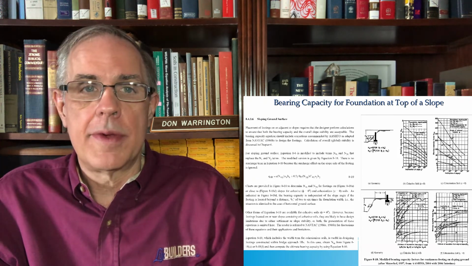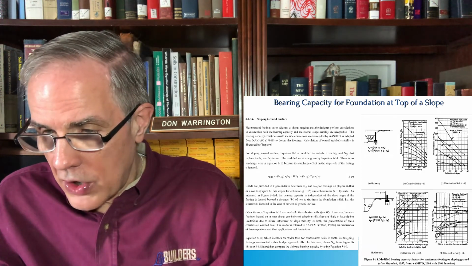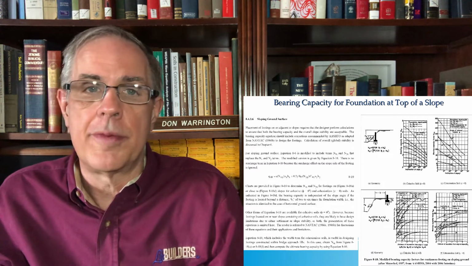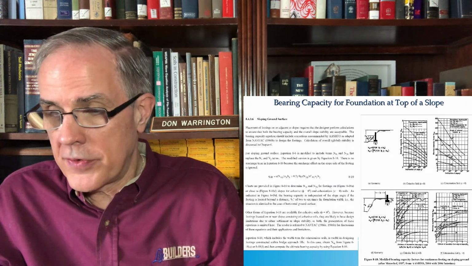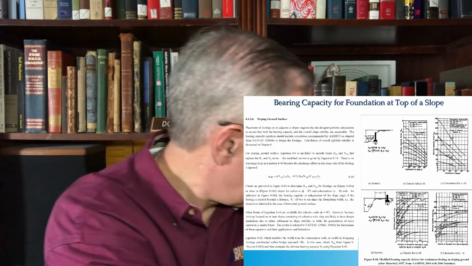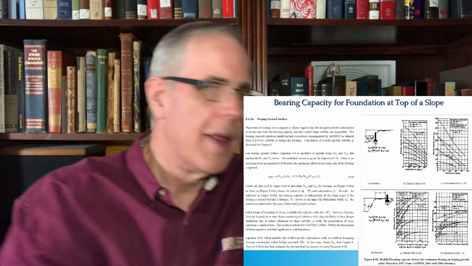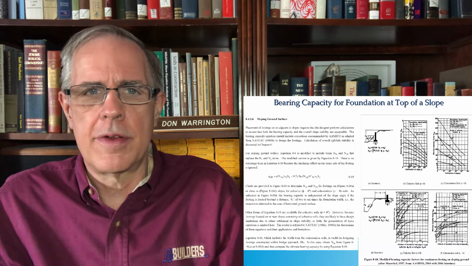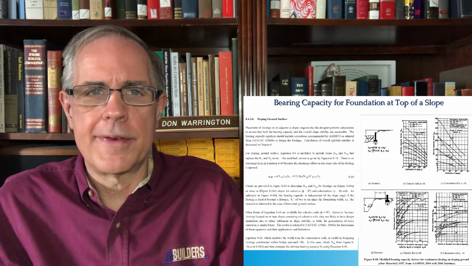The q ultimate is equal to this equation right here, and it only has two factors. There's no surcharge term in there, so we're not going to worry about surcharge. There are two different cases: one where the foundation is at the top of the slope, and one where it's on the slope. These should be avoided if possible, particularly the ones on a slope. Slopes have enough problems without having to get into foundation loads on them.